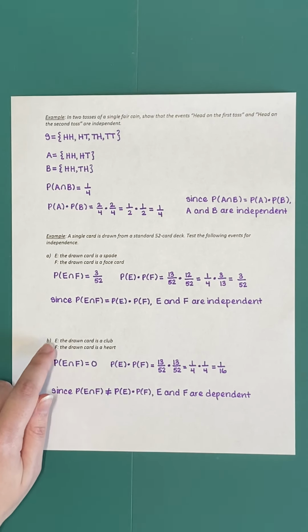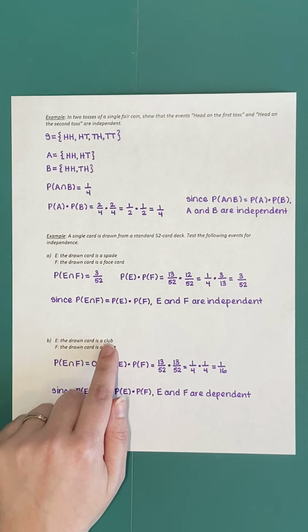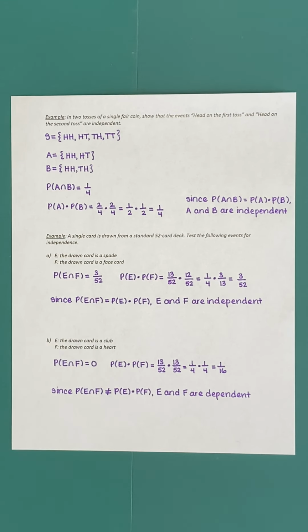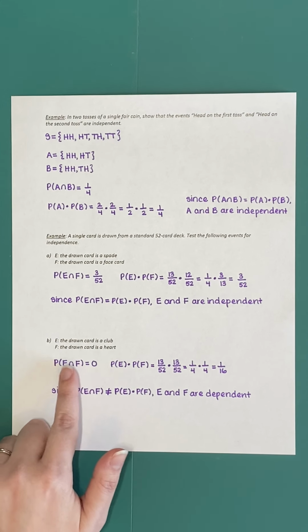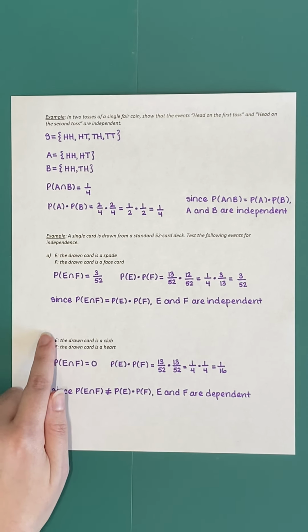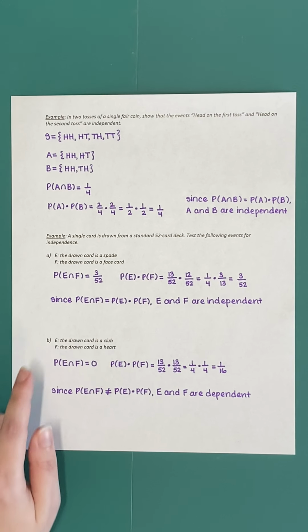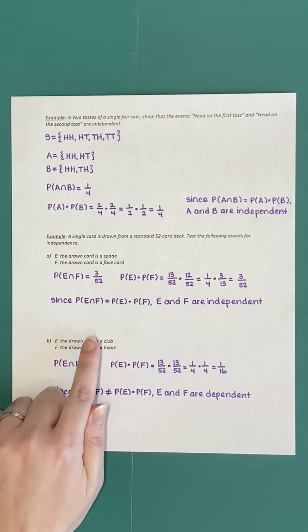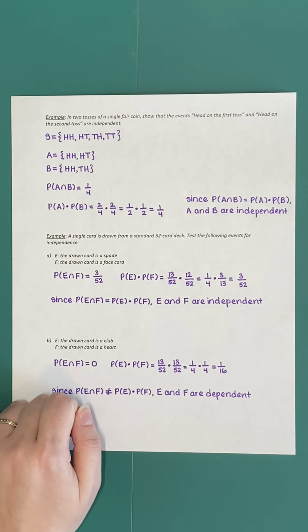Now, what if the first event is we draw a club, and the second event is that we draw a heart? Does one impact the other? Does drawing a club the first time then impact how likely we are to draw a heart? Does drawing a heart the first time impact how likely we are to draw a club? That's the question we want to answer. So let's analyze our intersection, in other words, both E and F at the same time. So what outcomes are represented with drawing both a club and a heart at the same time?